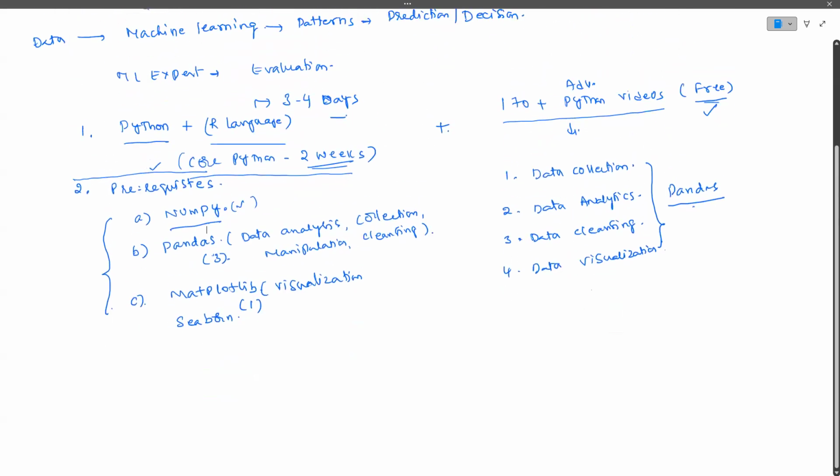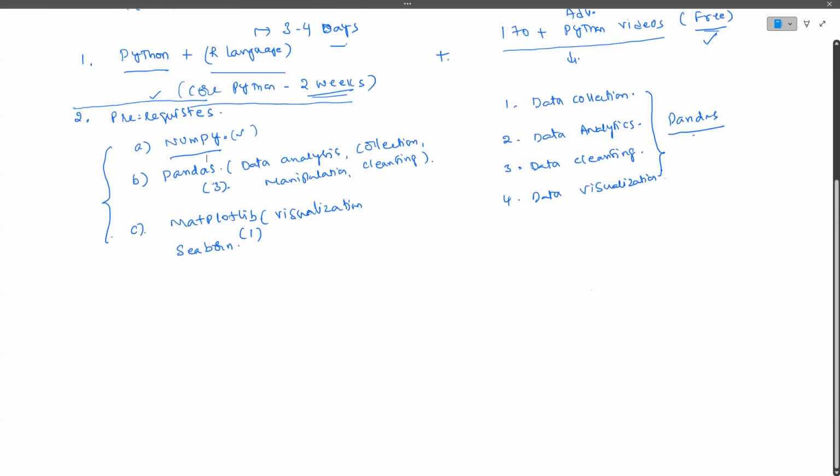So as I said, it will take somewhere around 2 weeks of time. Sorry, it's 4-5 weeks it will take, guys. So almost 1.5 months, we can say, guys. Then the main concept we are going to start with is going to be machine learning, guys.